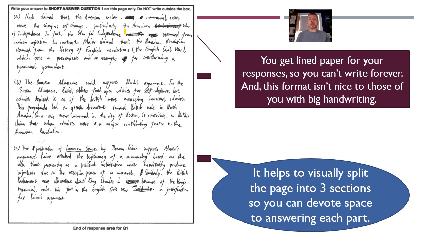Here's a scan of an answer from an actual AP exam that was done a few years ago. And you see the person has marked off each of their answers. So it's labeled A, B, C.